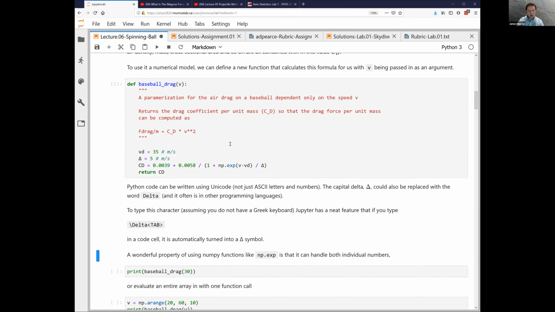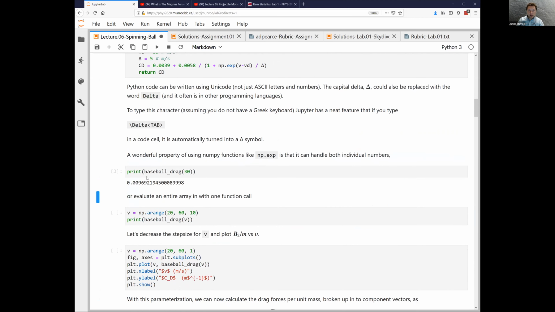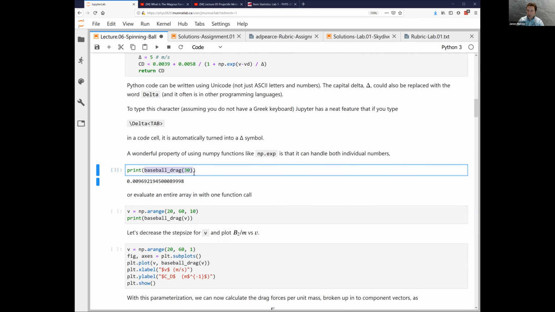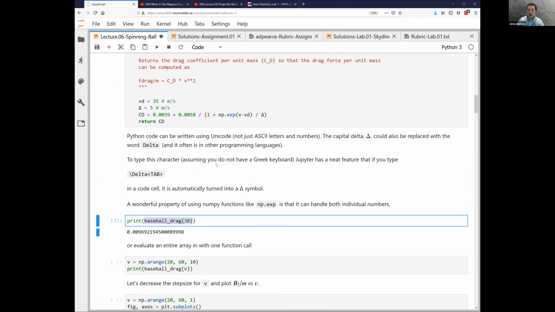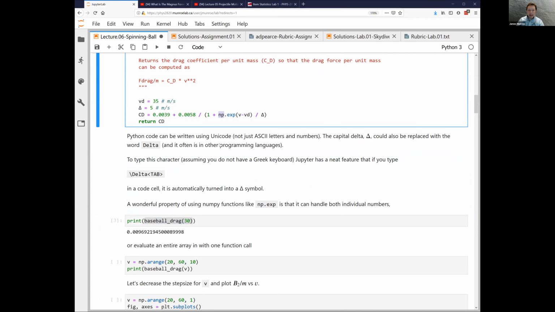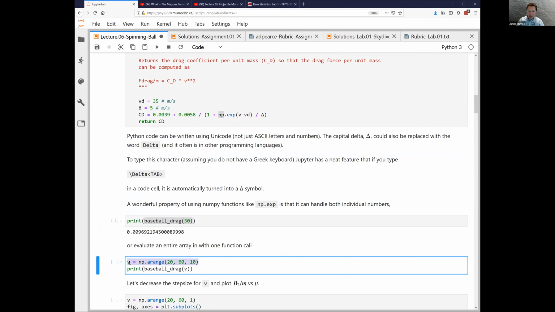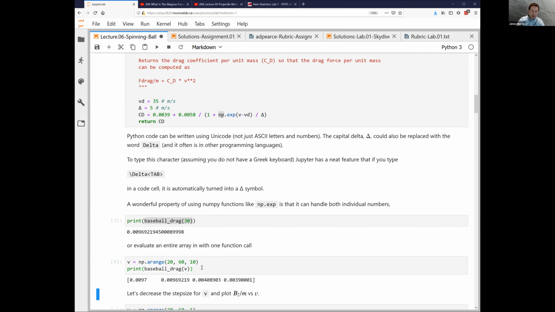If I run this piece of code and I have a function, so now the baseball drag at 30 meters per second is given by 0.001. The nice thing about using NumPy, and you see I'm using NumPy here, is NumPy works for not only single values, but also arrays of values or lists of values. What that means is if I have a whole list or an array of velocities, say 20, 30, 40, 50, and I pass that into a function, because I'm using NumPy operators, that means that I'll evaluate this function at every single point in the list.